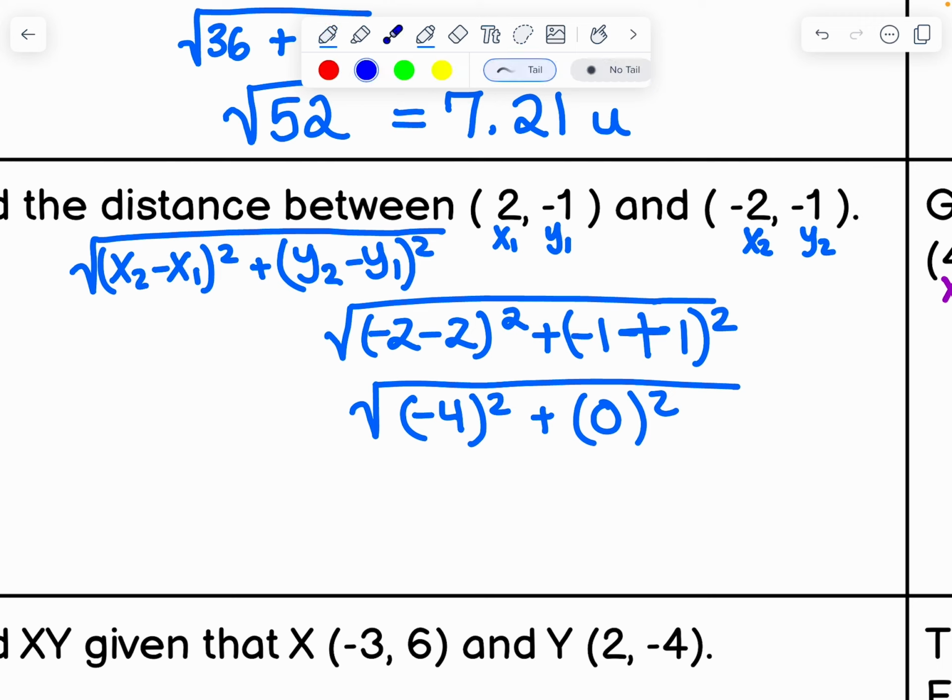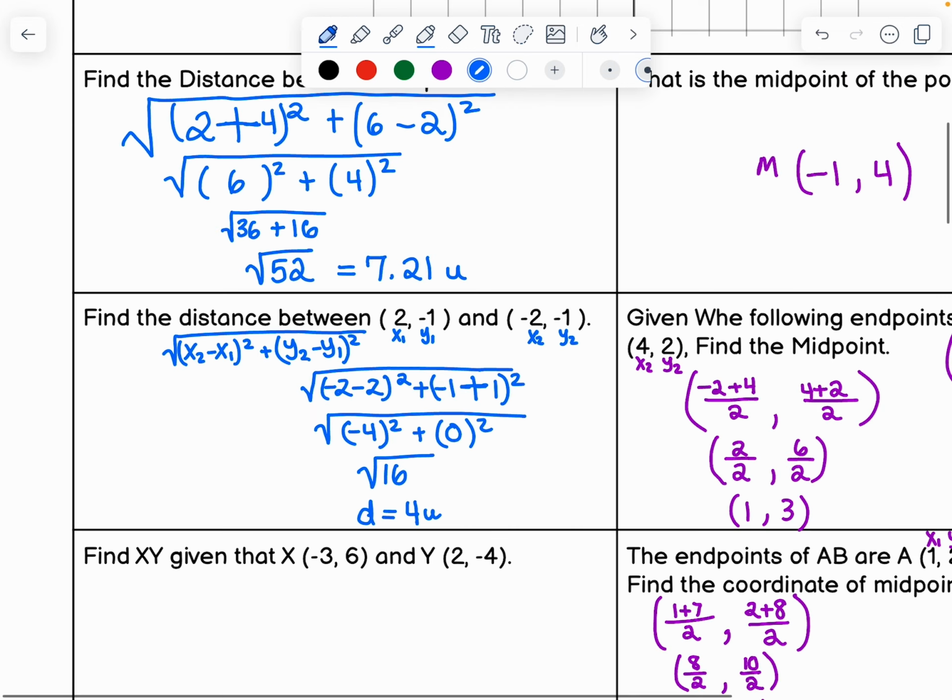Anytime we square a negative number, it's going to turn positive, because here we have -4 times -4, and a negative times a negative is a positive. So you have the square root of 16 plus 0, and so it's just 16. And what is the square root of 16? The square root of 16 is 4. The distance between these 2 points is 4 units.